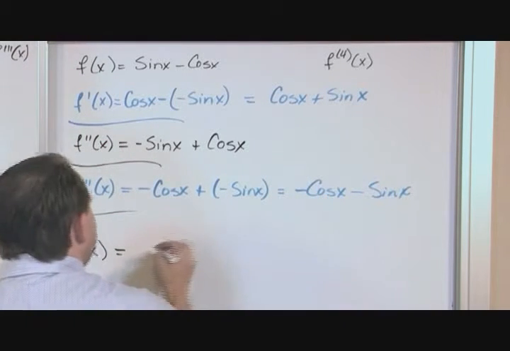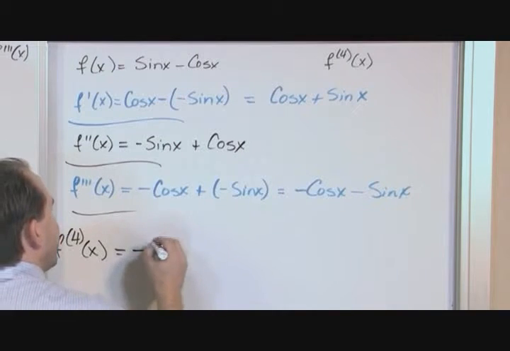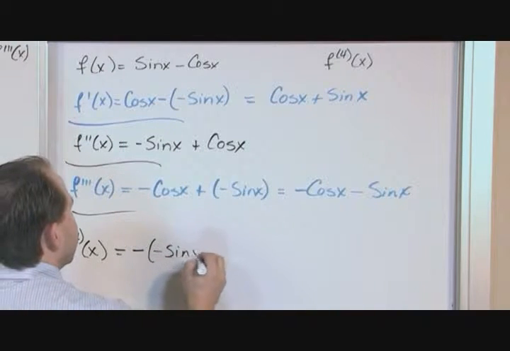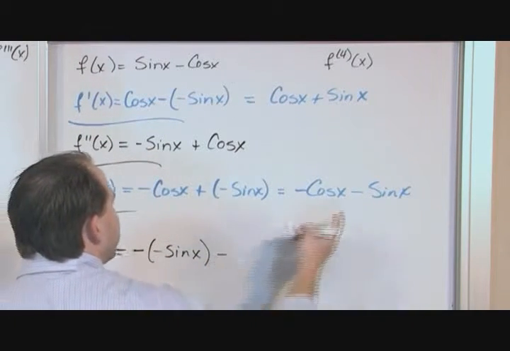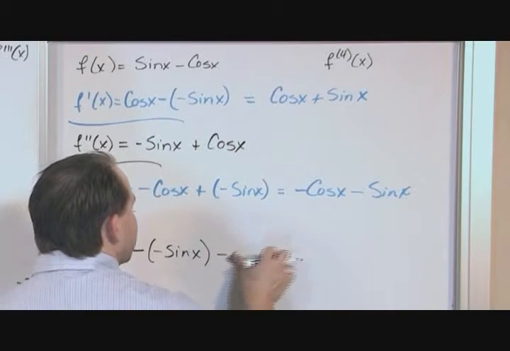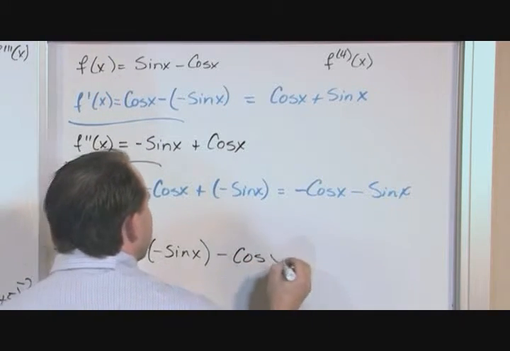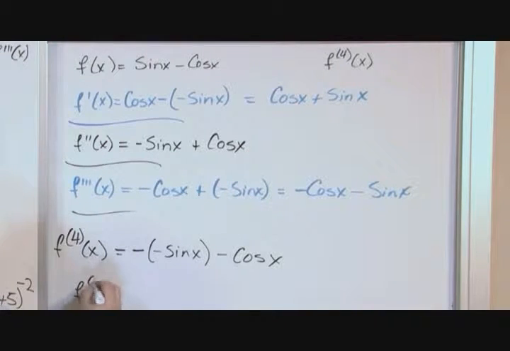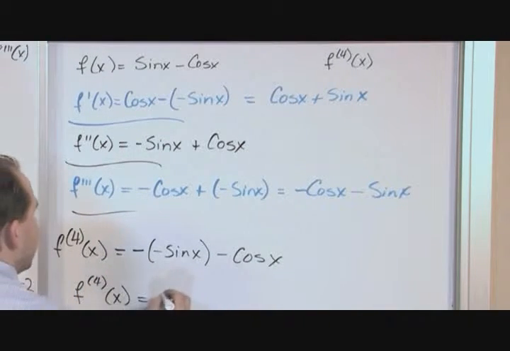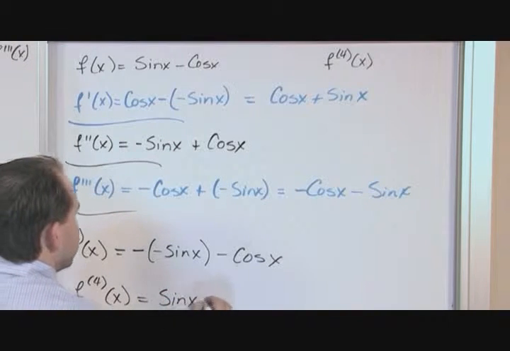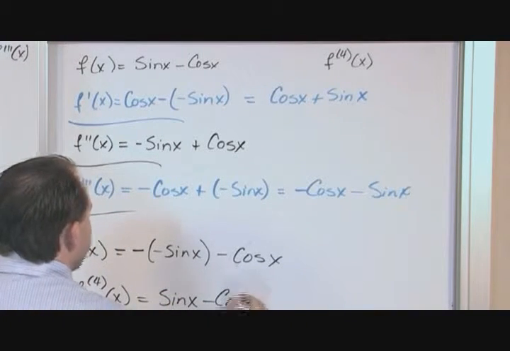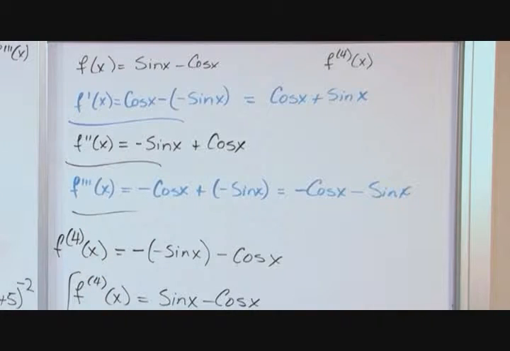what is the derivative of cosine? I still have the negative out there. Derivative of cosine is negative sine of x minus, what's the derivative of sine? It's cosine of x. So the fourth derivative of this function that we have is positive sine of x minus cosine of x. And that's the answer, sine minus cosine.